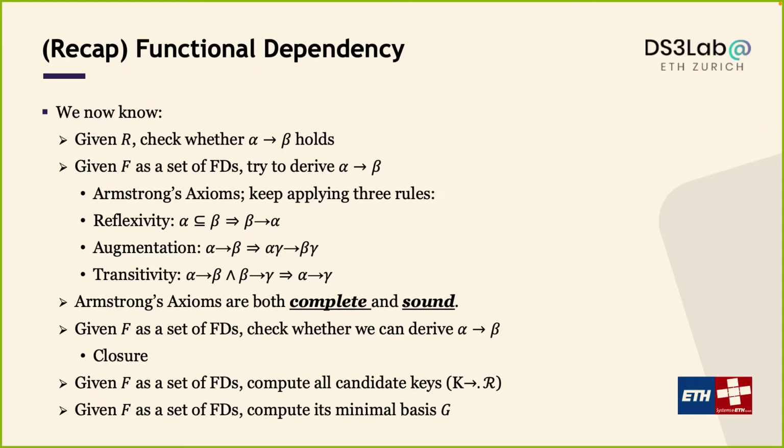And we also know how to compute the minimal basis. Given a set of functional dependencies F, the minimal basis of it is another collection of functional dependencies that is equivalent to F, but on the other hand, it's also minimal in the sense that you cannot remove any of the functional dependencies, and you cannot remove any of the attributes on the left-hand side of any of those rules inside G, and still make them equivalent. So we talked about all of these things in the last lecture.